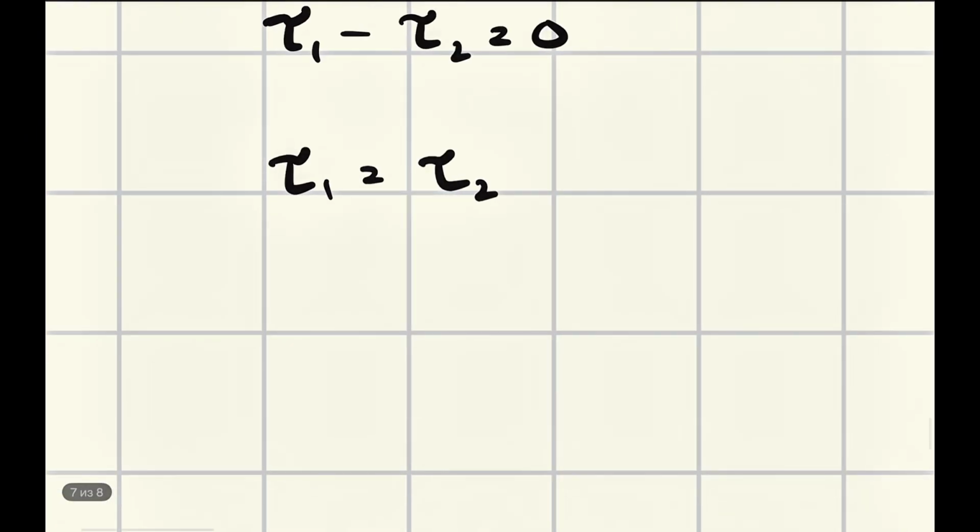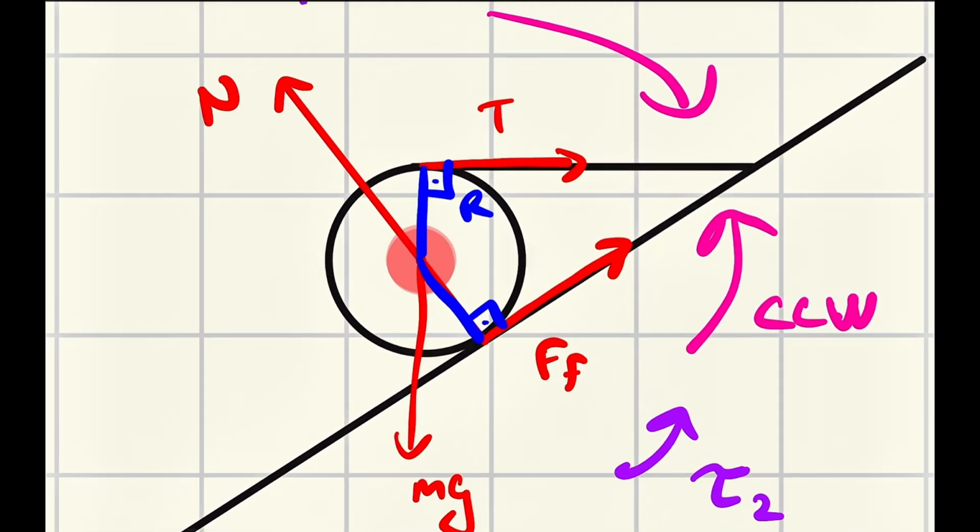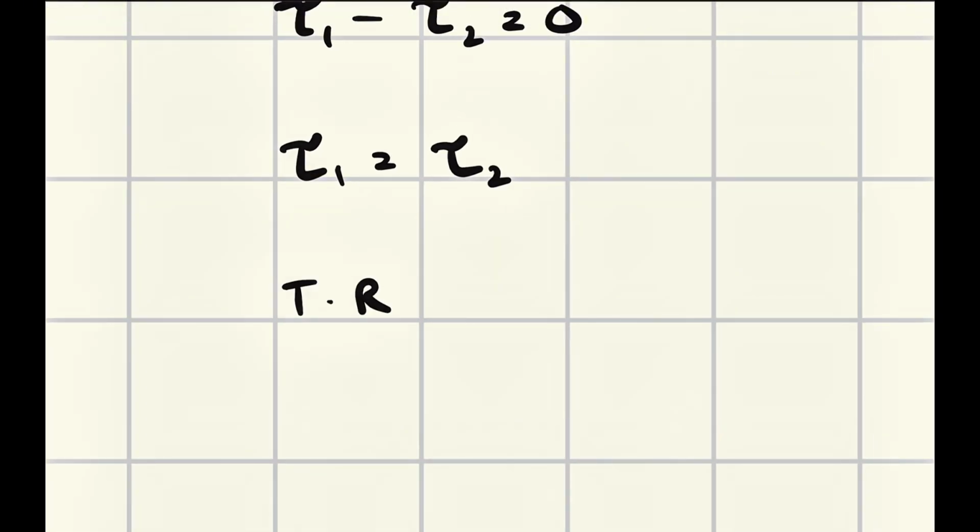Okay, good. And I know that torque 1 is just the tension force, and it is a radius distance away from the pivot, and the friction is also a radius distance away from the pivot. So the tension force multiplied by the radius equals the friction force multiplied also by the radius, because both of them are at an equal distance from the pivot.